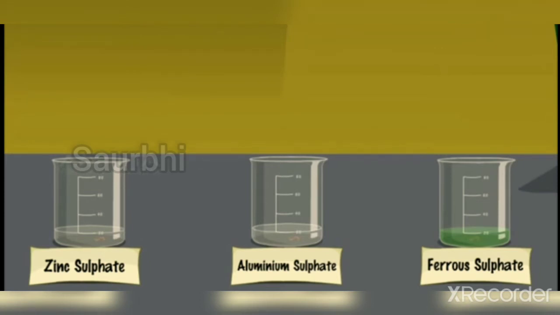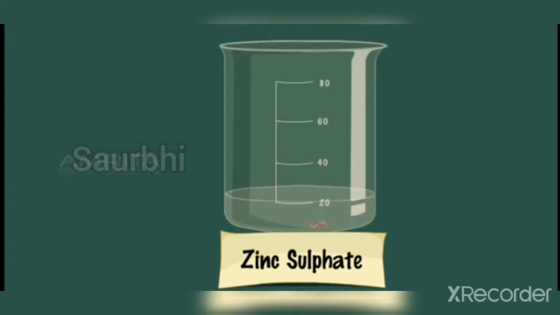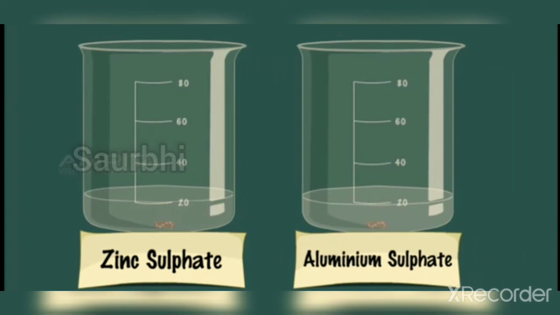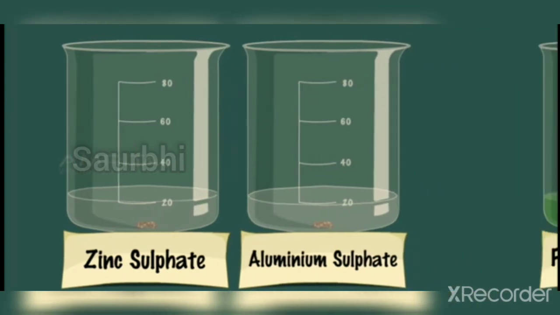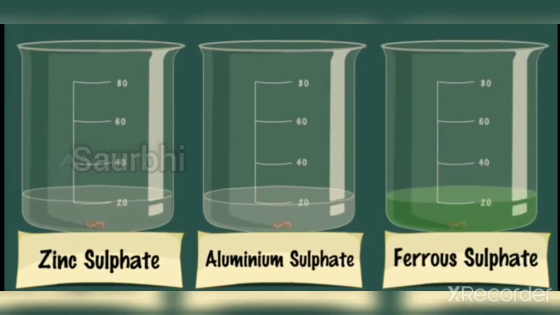There is no color change in the three salts, nor in the appearance of the metal pieces. Copper in this reaction is less reactive than the other three metals, that is aluminum, zinc and iron, so it cannot displace these metals from their salt solutions.